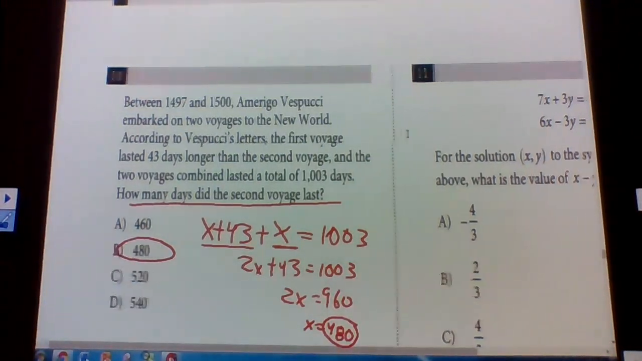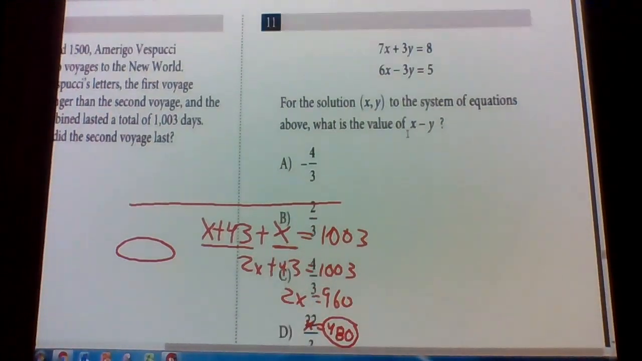Amerigo Vespucci. Or not, I don't know. All right, here we go.